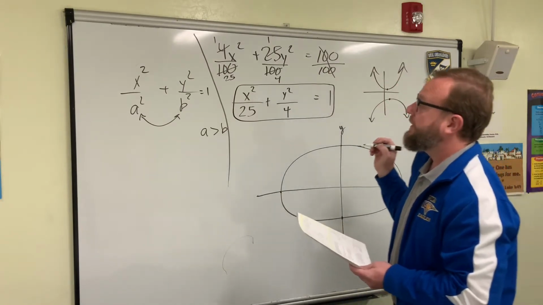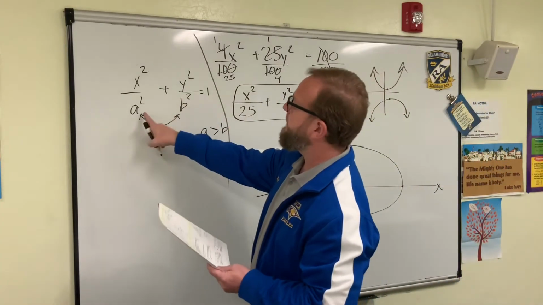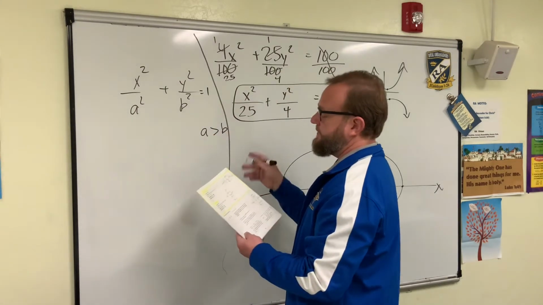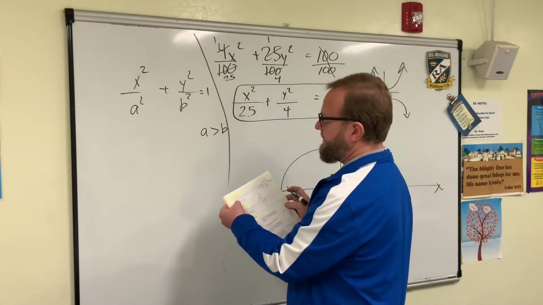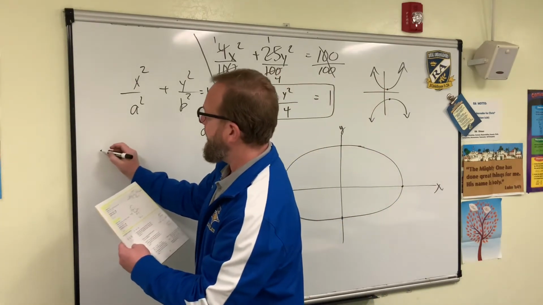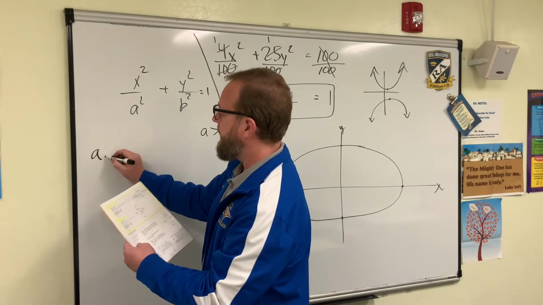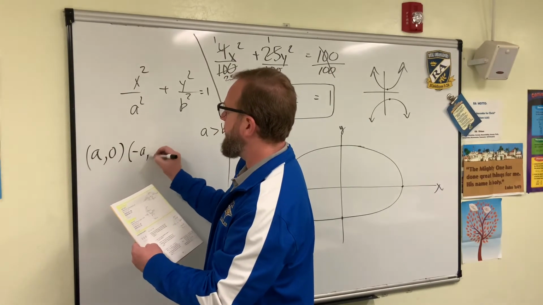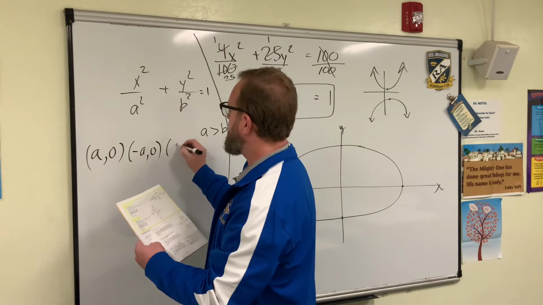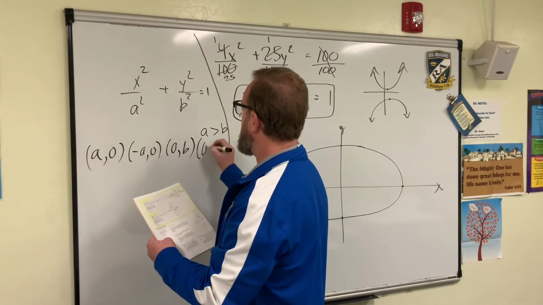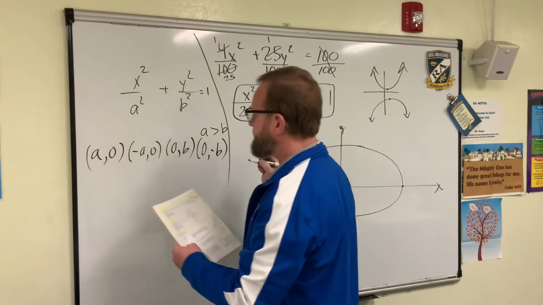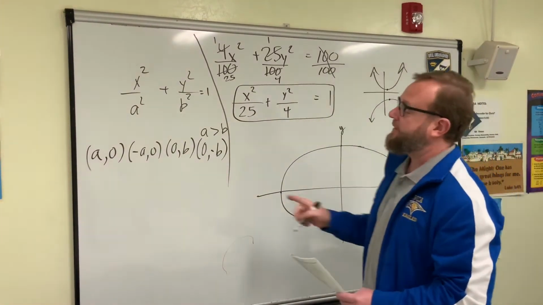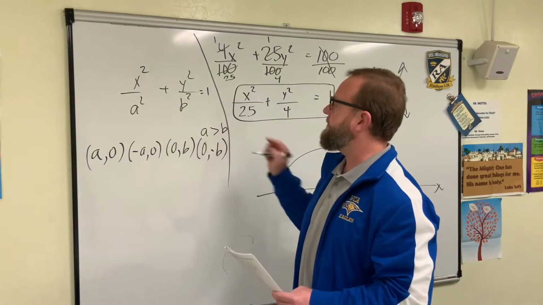equation, and it is in this format. So we don't need this right now. We know some things about this based upon what we were given. Our vertices are A, comma 0, negative A, comma 0, 0, comma B, and 0, comma negative B. We have four of them. These are our four vertices. And this is where we get the information from A and B.